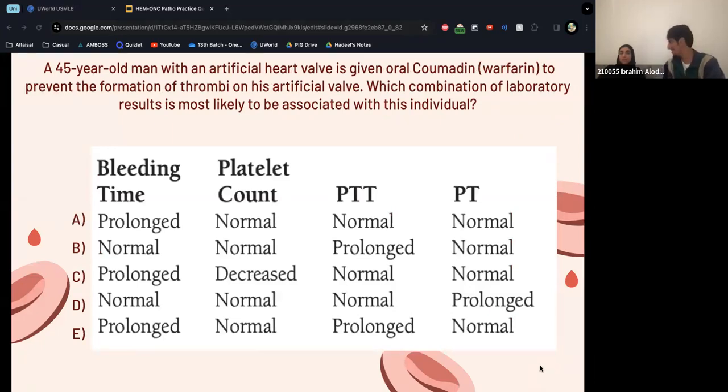A 45-year-old man with, do you want to read it actually? Go ahead. A 45-year-old man with an artificial heart valve is given Coumadin or warfarin to prevent the formation of thrombi on his artificial valve. Which combination of laboratory results is most likely to be associated with this individual? Answer, and we're going to break it down. I love these questions so much.